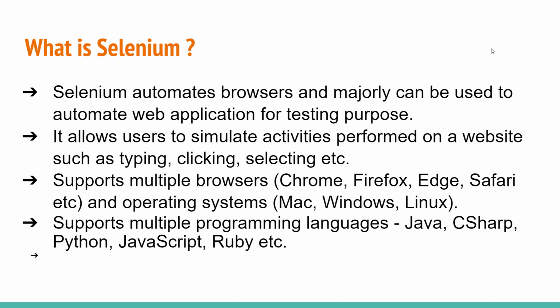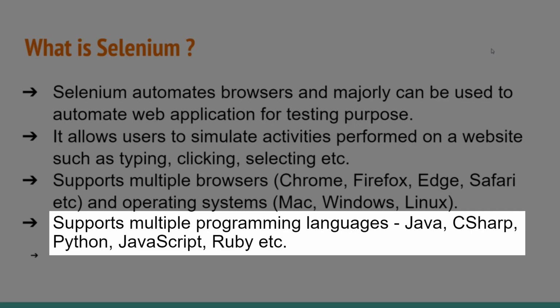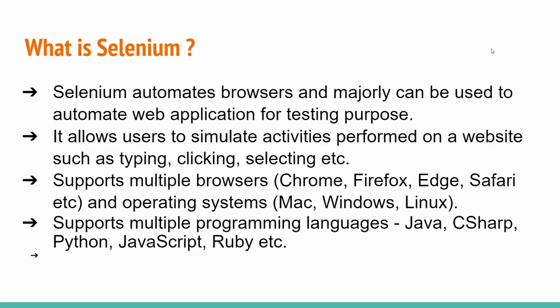We can use Selenium to simulate activities performed on a website like typing, clicking, selecting a value from the drop-down, etc. Selenium supports multiple browsers like Chrome, Firefox, Edge, Safari, and also supports all 3 major operating systems: Mac, Windows, Linux. The major point of Selenium is that it supports multiple programming languages. So if you are good in Java, use Selenium with Java. If you are good in JavaScript, then use Selenium with JavaScript.